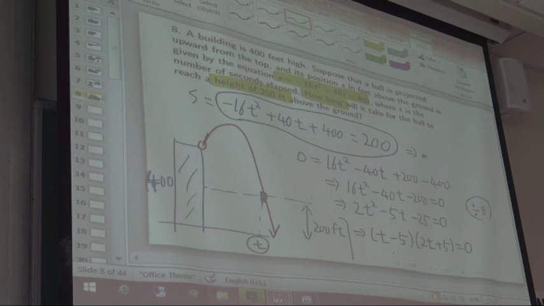So we have to choose either t is 5 or t is negative 2.5. Which one is that? It's got to be 5. Yeah, it should be positive, right? Because that's time, unless you can go back in time. And negative 2.5 actually goes back like that. That's the negative time. Any question? So the answer there is just 5 seconds.